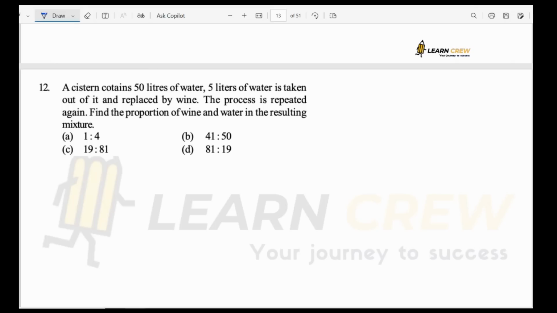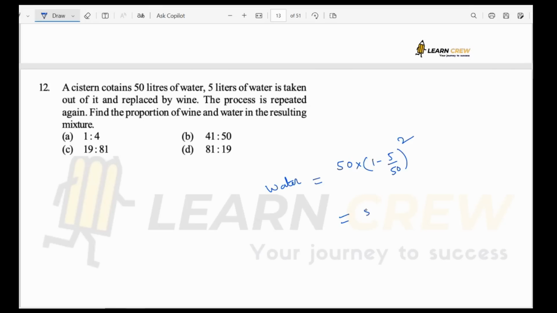Initially you have 50 liters of water. 5 liters of water is taken out and replaced by wine. At the end of the first operation, out of 50, 1 minus 5 by 50 is taken out. So this much water is left at the end of the first operation. Yes or no? This process is repeated twice, so into whole square.